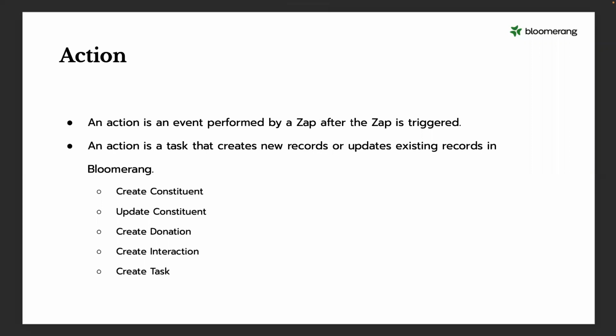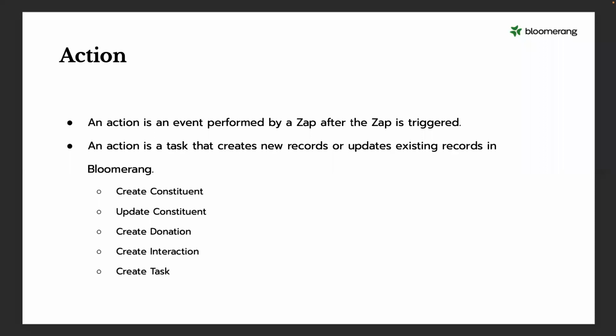A Zapier action is an event that a zap performs after it is triggered. And it can be helpful to think of an action like a task. If I were to complete the steps of my zap manually, each step in the zap would be a task that I would be required to do. And Zapier is automating that process by completing those same steps, but in an automated fashion. So each task is an action completed by Zapier.